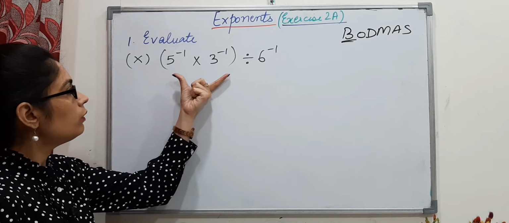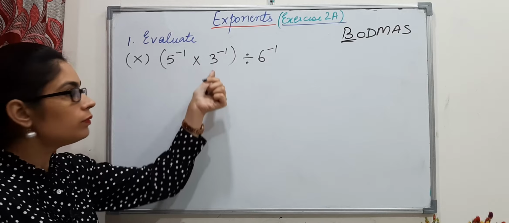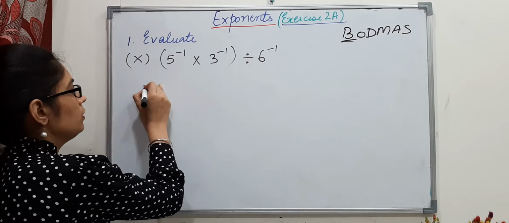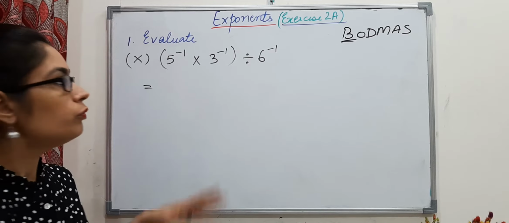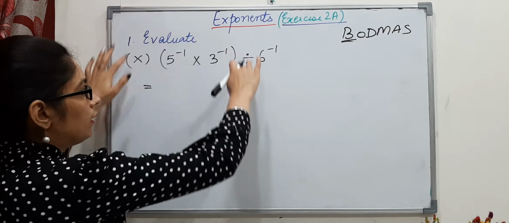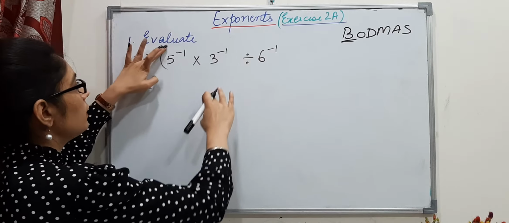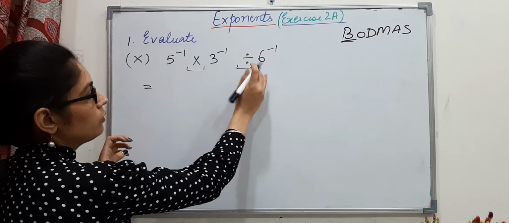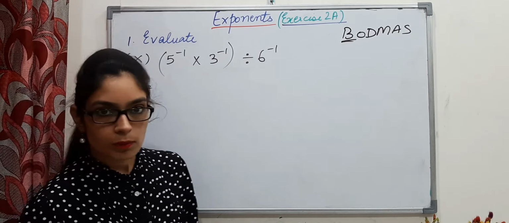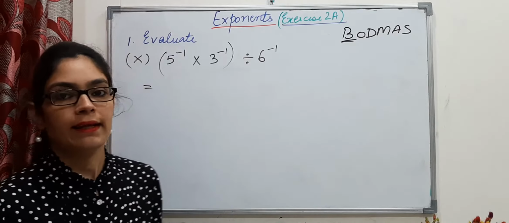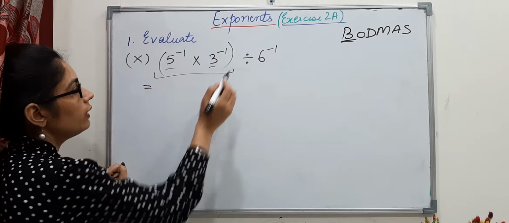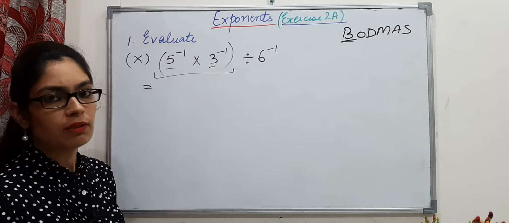In this part, it's given to us 5 to the power minus 1 into 3 to the power minus 1, whole bracket, divided by 6 to the power minus 1. So again, first we have to see which thing we have to do. See, division is also there, multiplication is also there, and this bracket is also there. If the bracket were not there, we would just see between these two. But now the bracket is there, so that also we have to see. According to BODMAS, we have to do the bracket first. So let's solve it. Bases are different, but the powers are negative. So let's make the powers positive first.